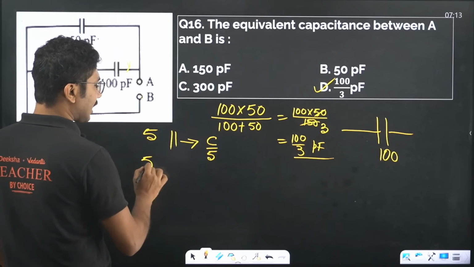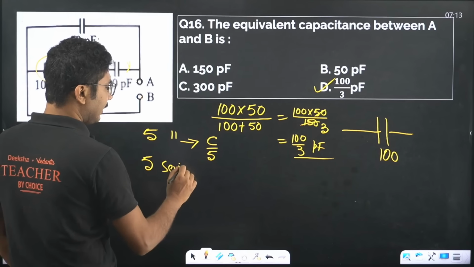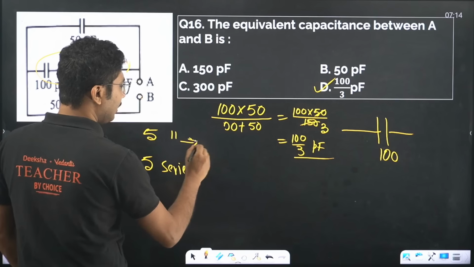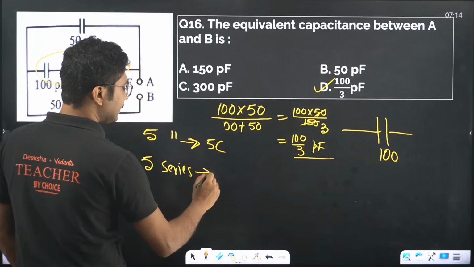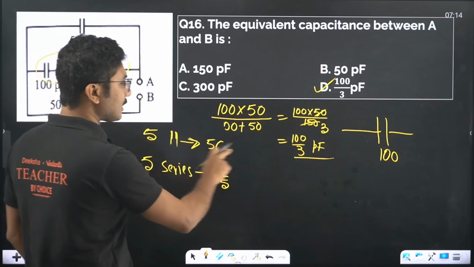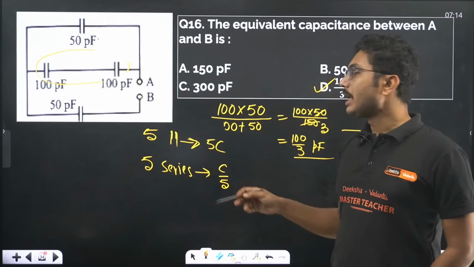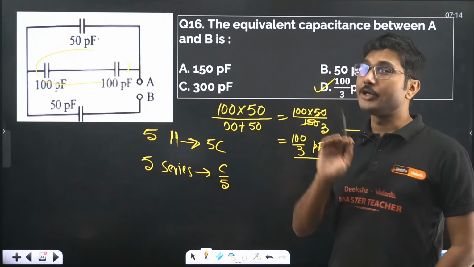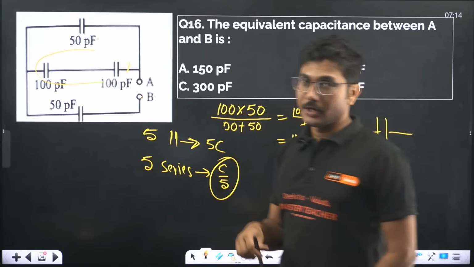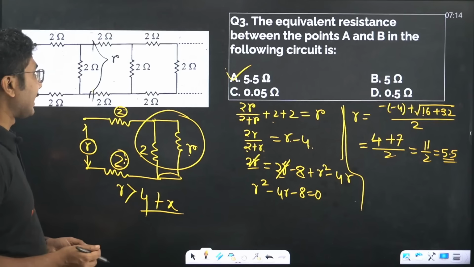If 5 equal capacitances are connected in series, then the equivalent capacitance becomes C by 5. Parallel: 5C, series: C by 5. If 5 capacitors are connected in parallel, they just get added. You don't need to add them individually, you just multiply by 5. If 5 are in series, you don't need to calculate 1 by C1 plus 1 by C2, directly calculate using C by 5. So these are the direct formulas, and in many cases they might save you some seconds of time.